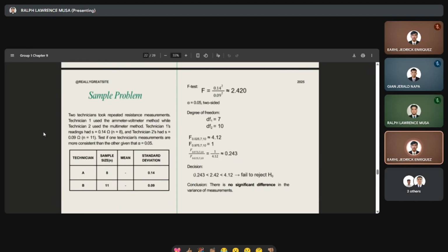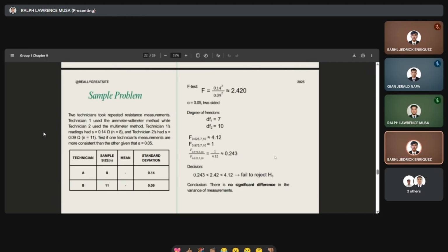In this problem, two technicians measured resistance using different methods. Technician A used the ammeter-voltmeter method, and technician B used the multimeter method. Technician A's standard deviation was 0.14 ohms with 8 samples, while technician B's was 0.09 ohms with 11 samples. To check if one technician's measurements are more consistent, we use an F-test at 0.05 significance level. The computed F value was 2.42.